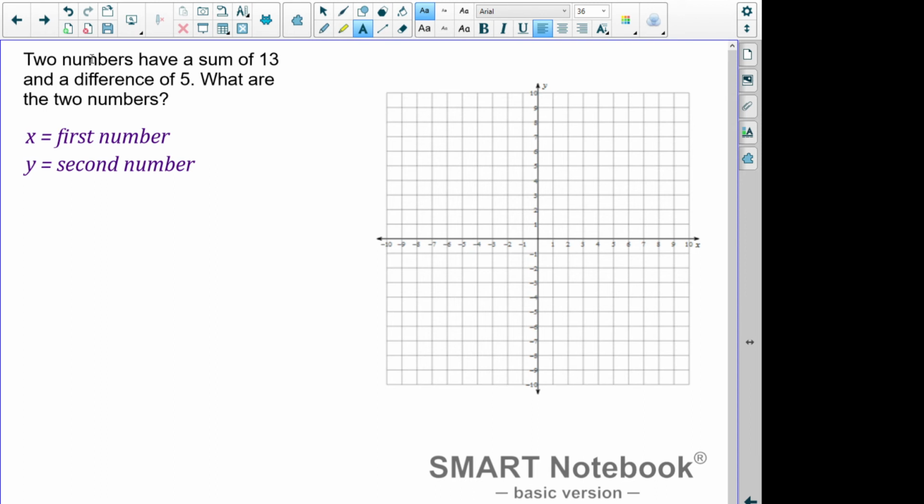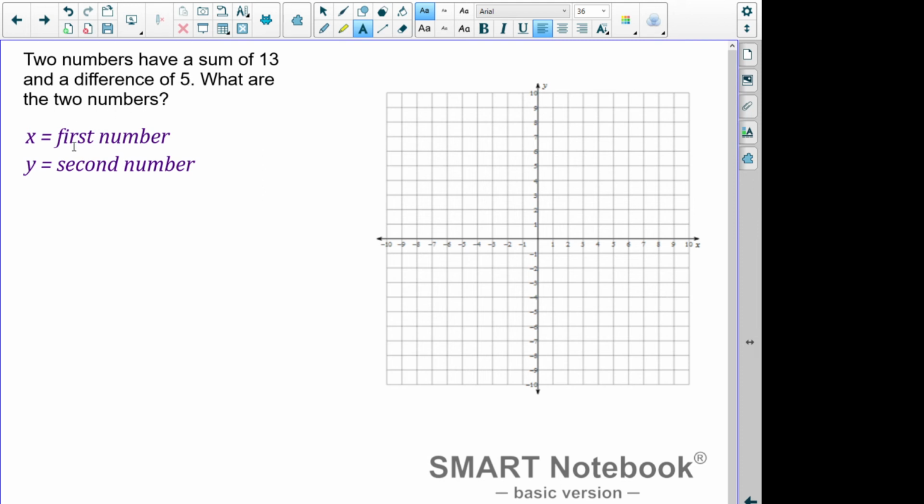And so we looked in our Desmos activity yesterday at two numbers that had to add up to be something and that had a difference of something else. And so what we'd like to be able to do is to turn that into a system of equations. And so if I looked at this situation here, it says I have two numbers that have a sum of 13 and a difference of 5. Sum of 13 and a difference of 5.